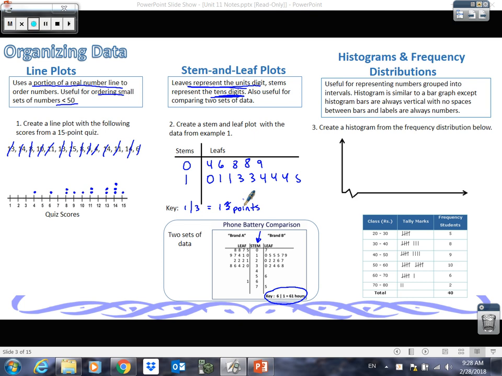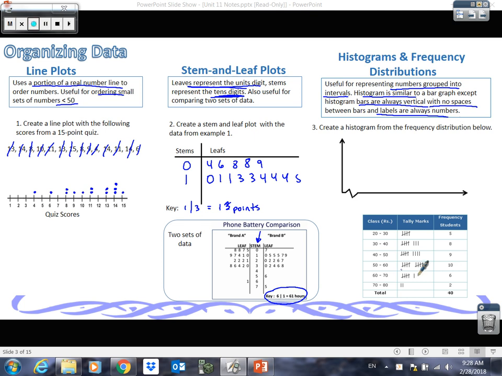We okay? All right. So let's talk about histograms and frequency distribution. These are useful for representing numbers grouped into intervals. A histogram is very similar to a bar graph, but they are different. A histogram's bars are always vertical with no spaces, which brings a little bit of a challenge to us. I'll talk about that in a minute. There are no spaces between bars, and the labels are always numeric. If it doesn't meet that criteria, it would be a bar graph. So we're going to be working with histograms.